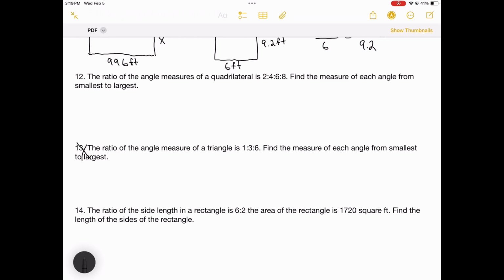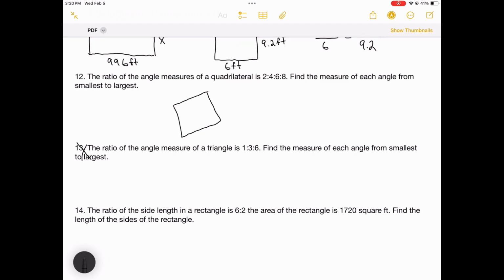The ratio of angles of a measure of a quadrilateral, and I'll do my best to draw a quadrilateral. Maybe it's a 4-sided shape that looks like this. It is 2 to 4, 4 to 6, and 6 to 8. What is the measure of each angle from smallest to largest?